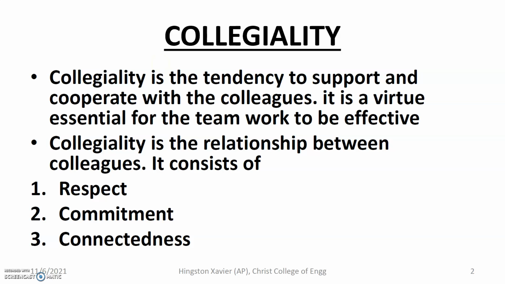Collegiality means we are working in an organization. We are not alone in that organization. We have co-workers, coordinators, supervisors, managers, etc., who are working along with us.